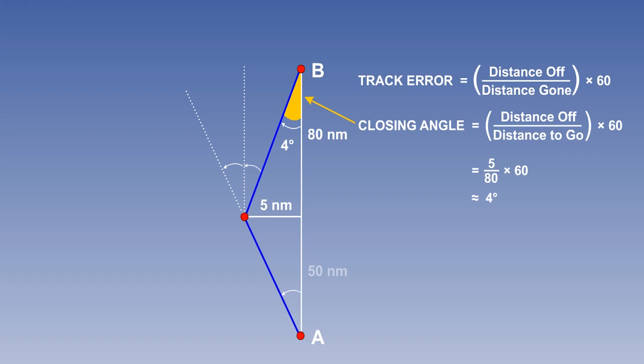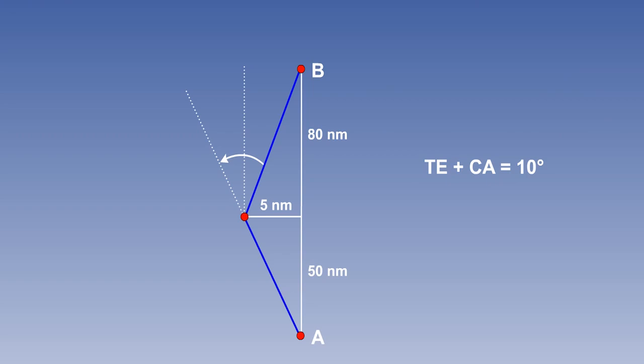The 1 in 60 rule in this case produces the equation that closing angle equals the distance off divided by distance to go multiplied by 60. The total number of degrees to turn through is the track error plus the closing angle. In this case, 10 degrees.